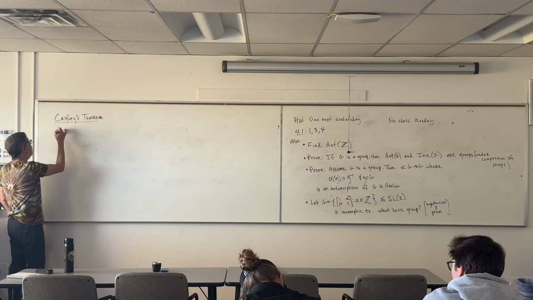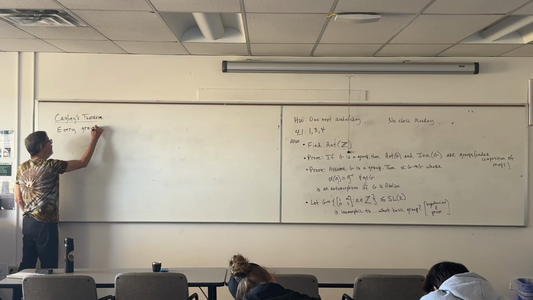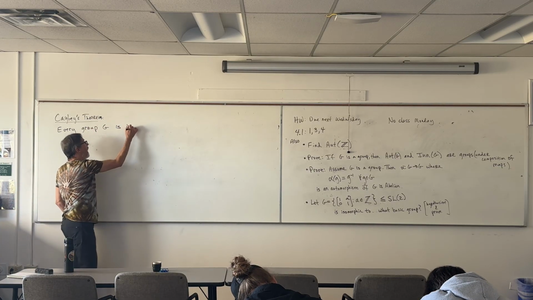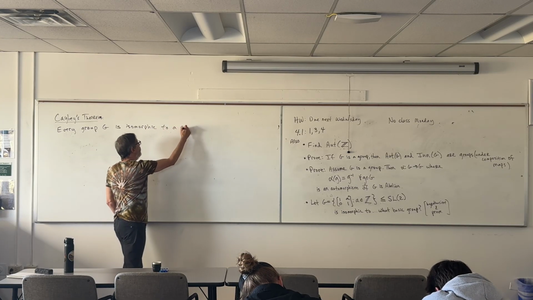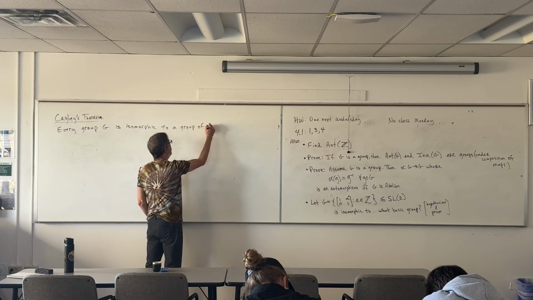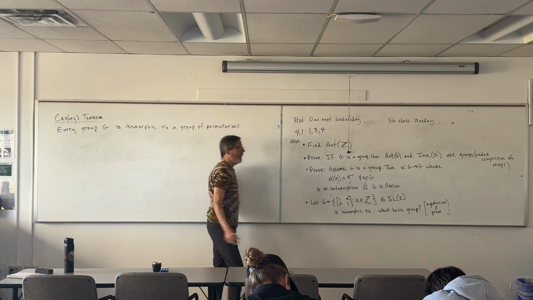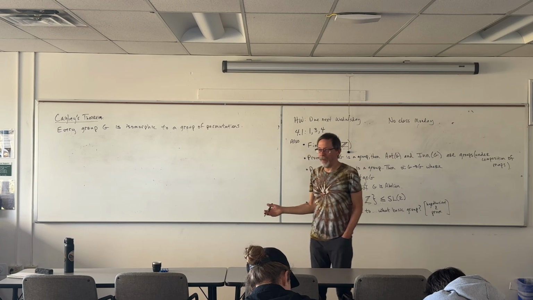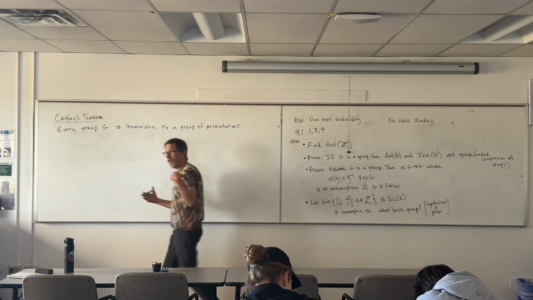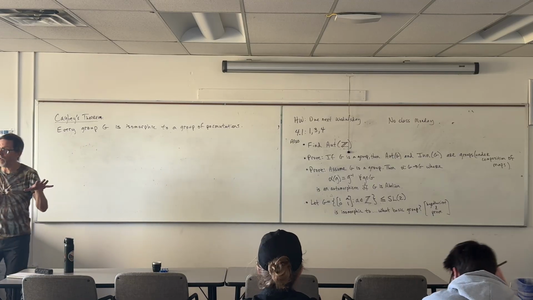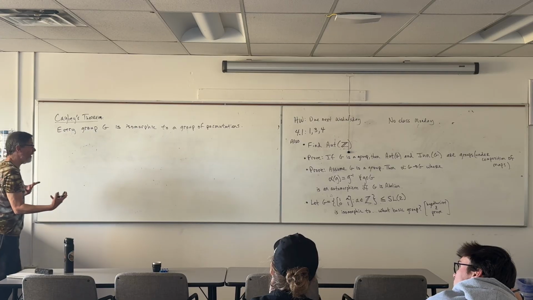But Cayley's theorem says this: every group G is isomorphic to a group of permutations. So every group, anytime you see a group, it's really just akin to a bunch of different permutations. And this is going to make so much sense. It's a really interesting way to look at what groups are, a totally different perspective.